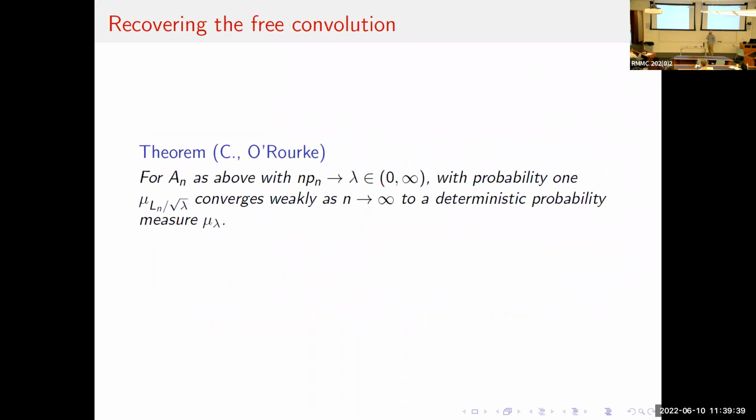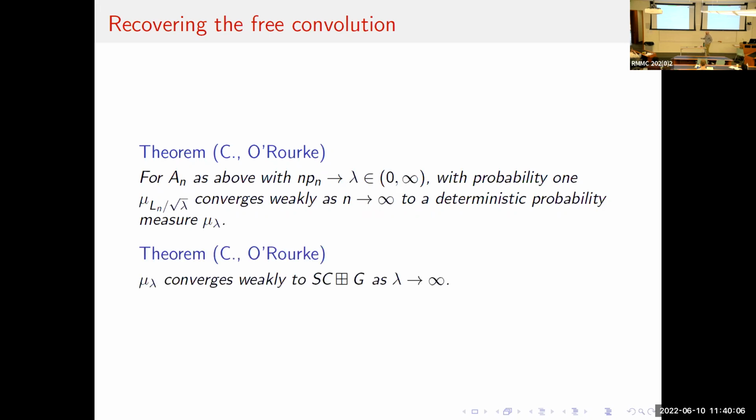Okay. So these are the results that will hopefully be on the arXiv very soon. For the A_N as above, with n p_n going to some constant lambda, with probability 1, the empirical spectral measure of L_n over square root of lambda converges weakly to some deterministic limit that I'm going to denote by mu sub lambda. And then the result, that's the title of the talk: these deterministic measures mu lambda converge weakly to the free convolution of the semicircle and the Gaussian as lambda goes to infinity.